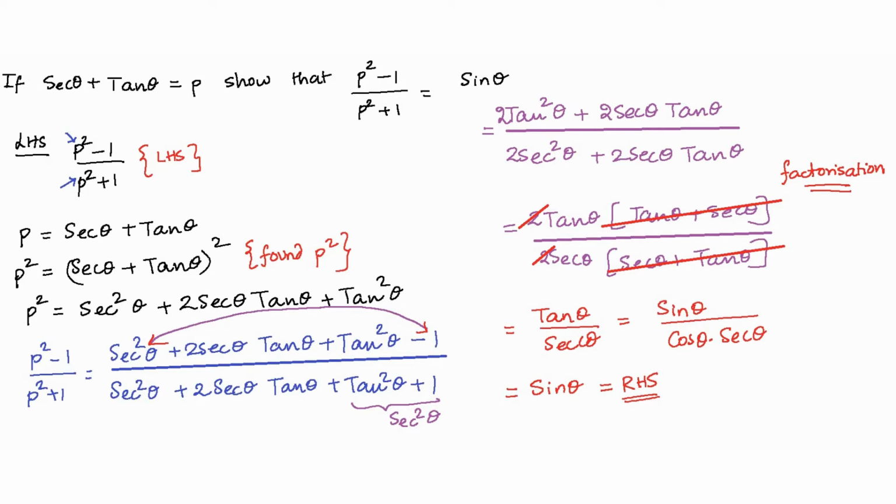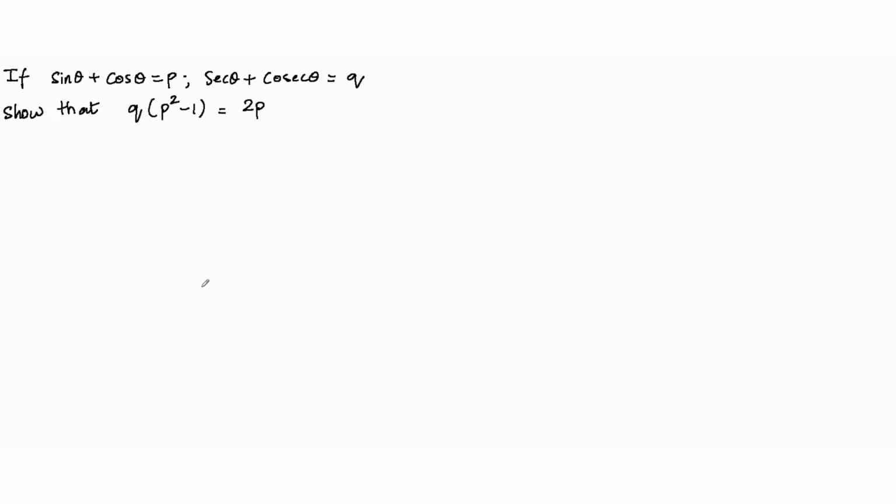Okay, let's continue with the next question. This question, it is given that sin theta plus cos theta is equal to p, and sec theta plus cosec theta is equal to q. I have to show that q times p square minus 1 is equal to 2 times p.